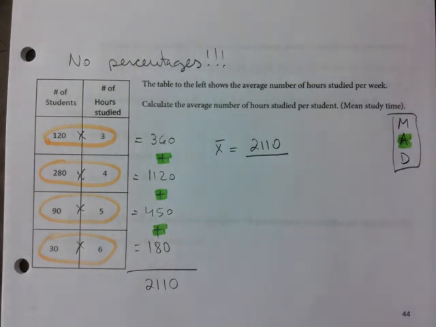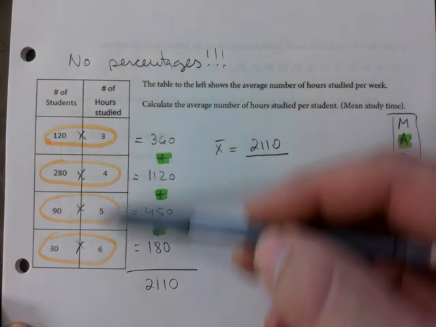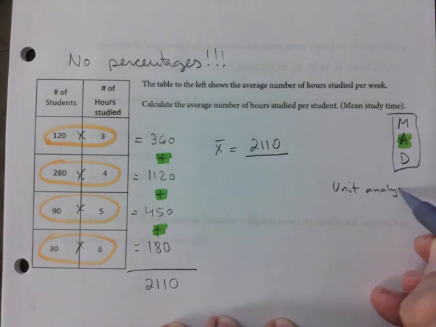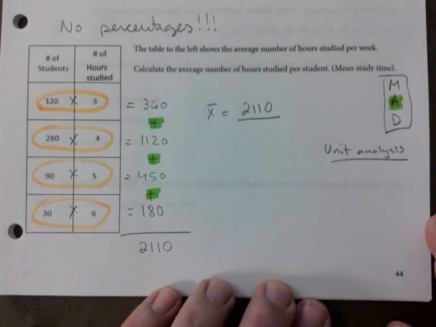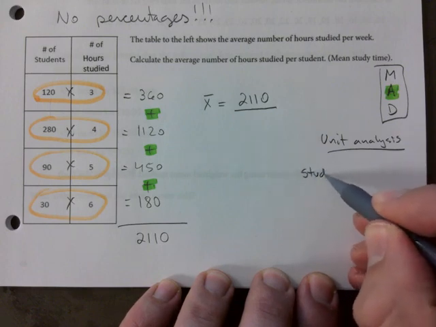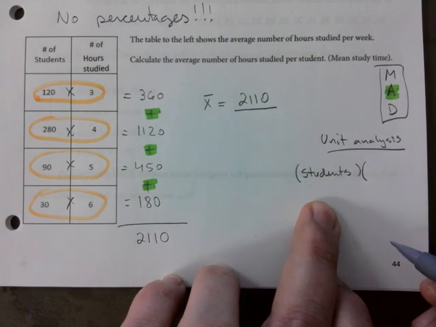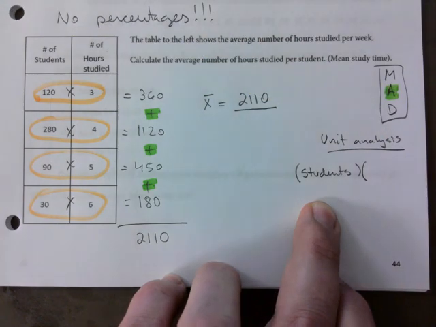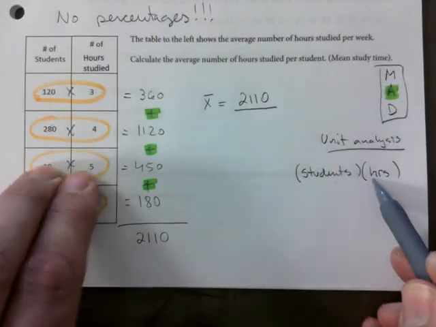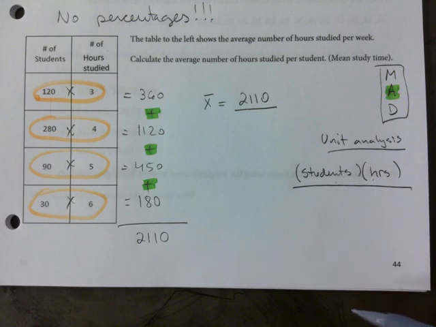what are you going to divide by? Are you going to divide by the sum of this column or the sum of this column? And that's where you do your unit analysis. What have you been multiplying this whole time? Students, right? Number of students. And what were you multiplying it by? What does it say at the top here? Hours studied. So hours. That's what you were multiplying the whole time. You want to divide out the unit that you don't want.